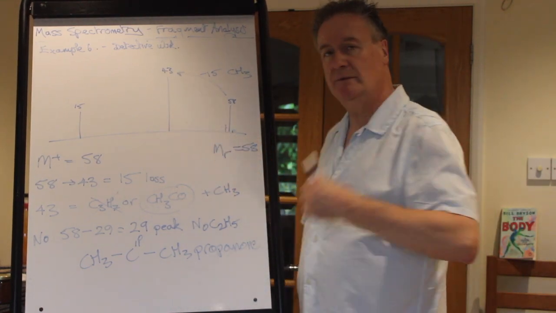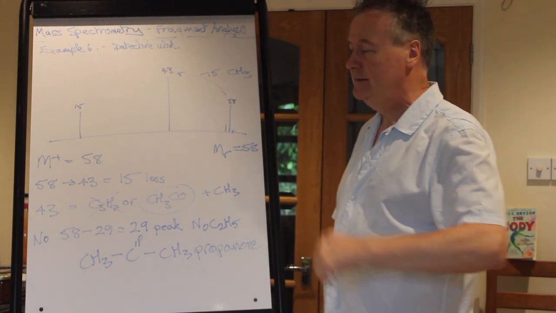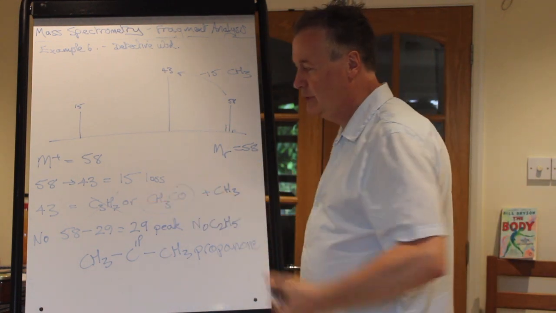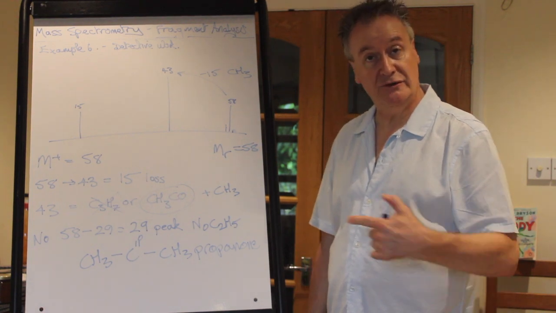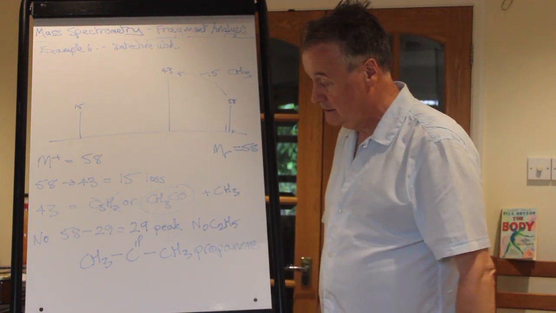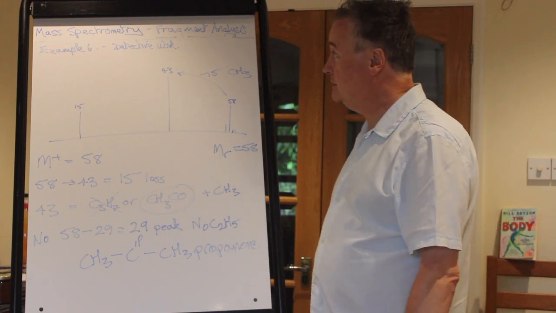The drop of 15 means we can chop off a methyl. The fact you can't drop off 29 means that there is no propyl. Therefore we're down to propanone, the ketone, the smallest ketone. That's the answer. That's example 6.